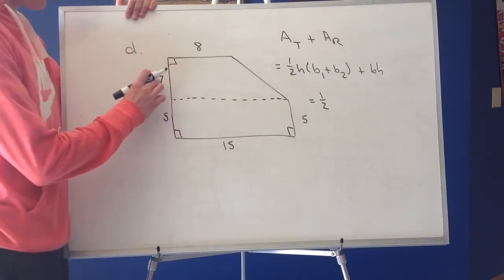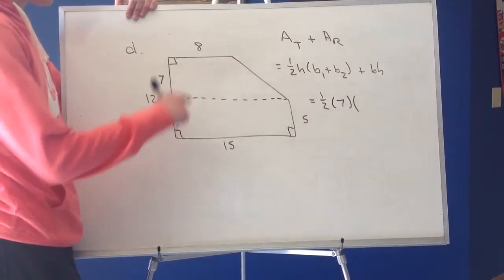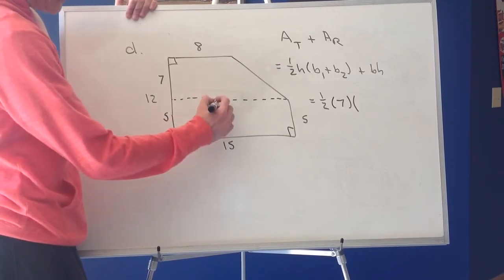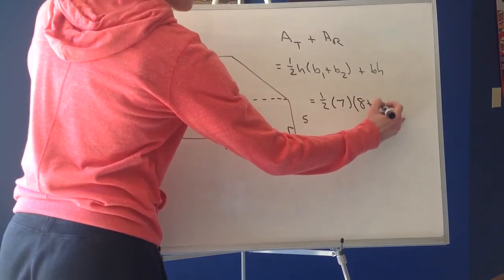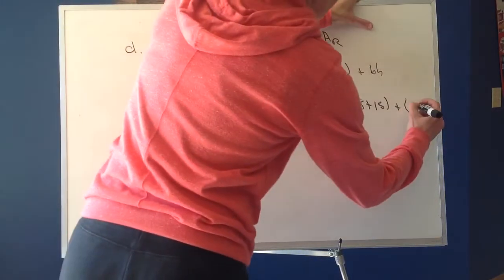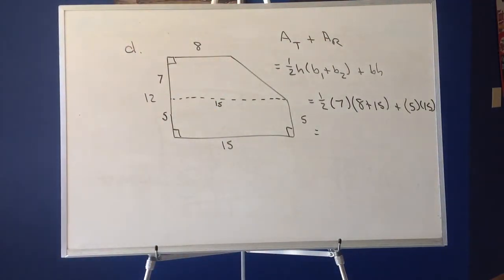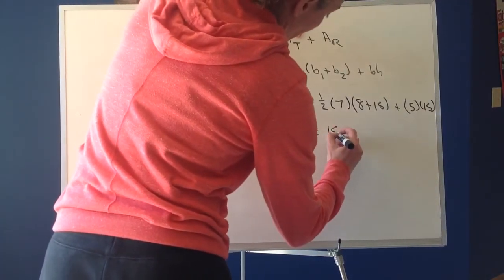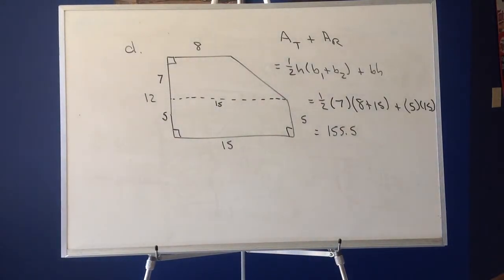If I do the trapezoid first, the height of my trapezoid will be 7, and the bases of my trapezoid will be 8 and then 15, because if the bottom's a rectangle, it's 15 and 15. Plus the base and height of your rectangle will be 5 and 15 as well. No pi's or square roots on this one, so you can combine them all together, and you'll get 155.5. It's okay to have a decimal because there's no square root and there's no pi. If there was, then I would have to turn it into a fraction.